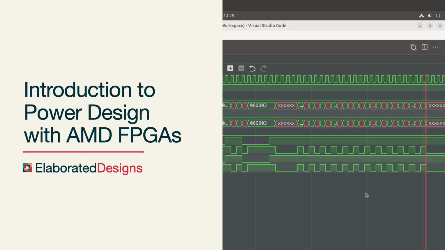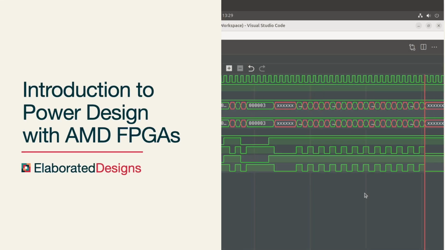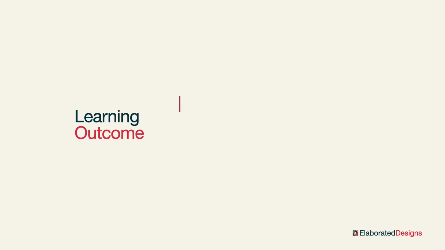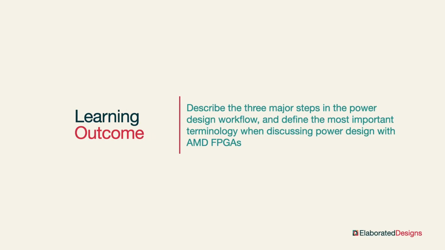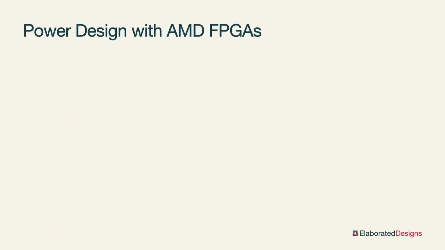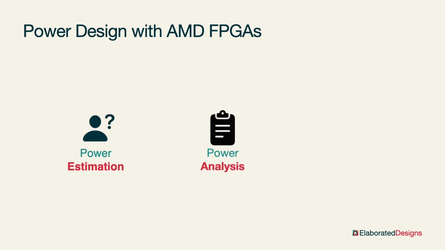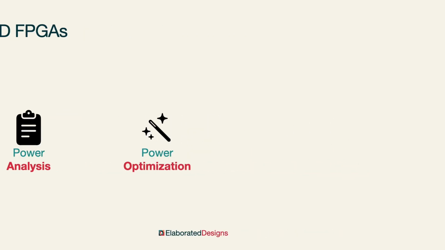In this video, we will discuss the overall power design process when using AMD FPGAs. By the end of this video, we'll be able to describe the three major phases in the power design workflow and define the most important terms used when discussing power design with AMD FPGAs. There are three major phases in the power design process with AMD FPGAs: power estimation, power analysis, and power optimization.